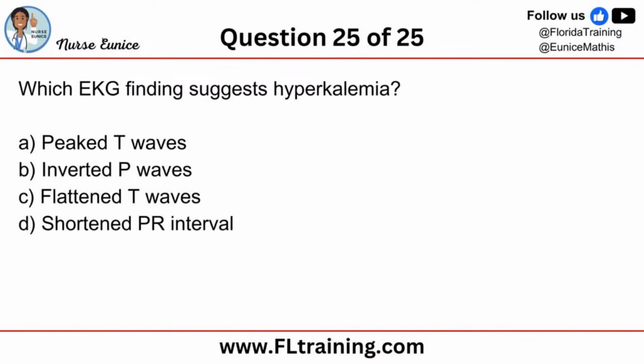Question 25. Which EKG findings suggest hyperkalemia? Now you know what kalemia means. You all should know what this means. So, which one suggests the person has too much potassium in their body? Is it A, peaked T waves? Is it B, inverted P waves? Is it C, flattened T waves? Or D, shortened PR interval?